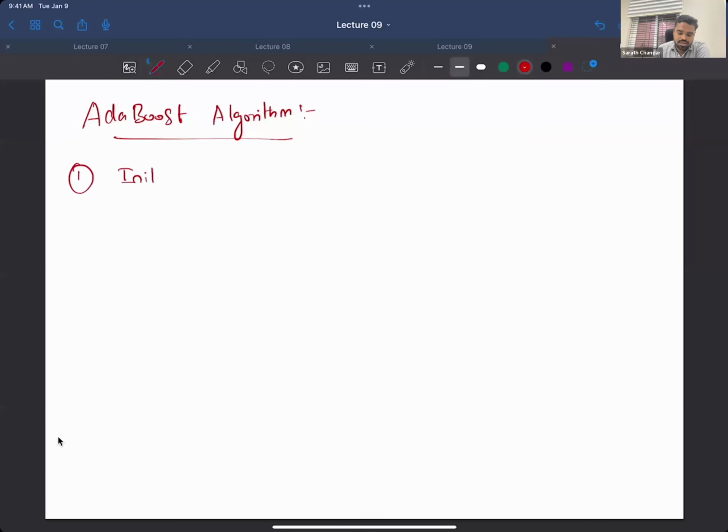So first, I'm going to initialize the weights. Because I'm just getting started, I'm going to give the same weight to all the examples. I'm going to give the weight of 1 by n for all the examples. So this is intuitive, right? I have n examples, and I have no prior knowledge about the difficulty, so I'm just going to assume that the weight for each example is 1 by n. Is that clear?